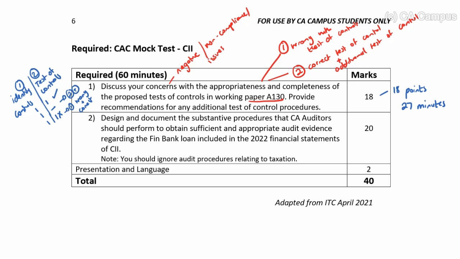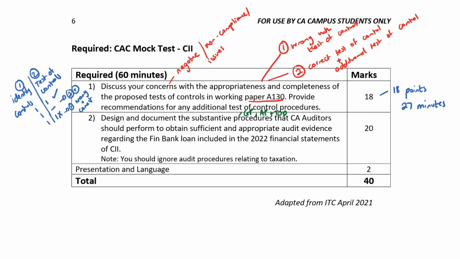Design and document the substantive procedures. So remember, as soon as I see substantive, I need to think general procedures, analytical procedures, and my test of detail, that CA auditors should perform to obtain sufficient and appropriate audit evidence regarding the FinBank loan included in the 2022 financial statements of CII. Note, you should ignore audit procedures relating to taxation.